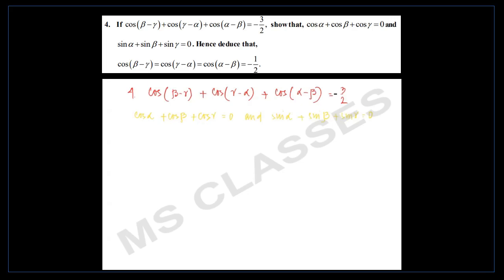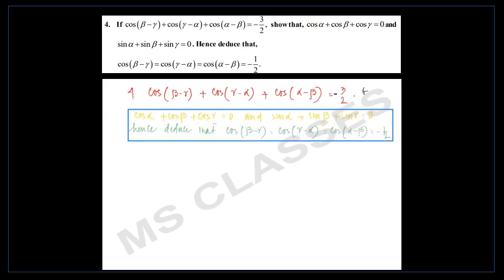And once we're showing that, after that we have to do another thing. That is, you can see, hence deduce that cos(beta minus gamma) equal to cos(gamma minus alpha) equal to cos(alpha minus beta) equal to minus. So this is the given information. Next we have to prove this one. This is what is given to us.